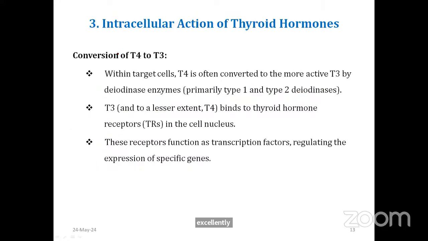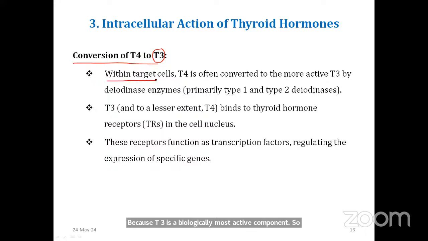Once the T3 and T4 enter at the cellular level, what do they do? First, there is a conversion of T4 to T3, because T3 is the biologically most active component. So T4 is mainly converted into T3. Within the target cells, T4 is converted to the more active T3 by one enzyme.